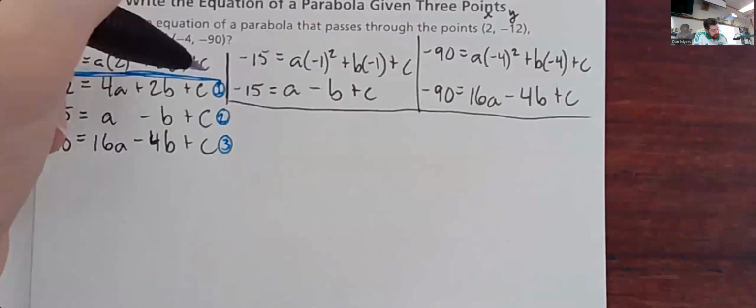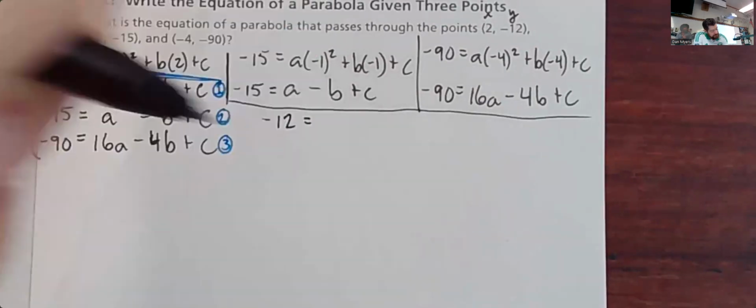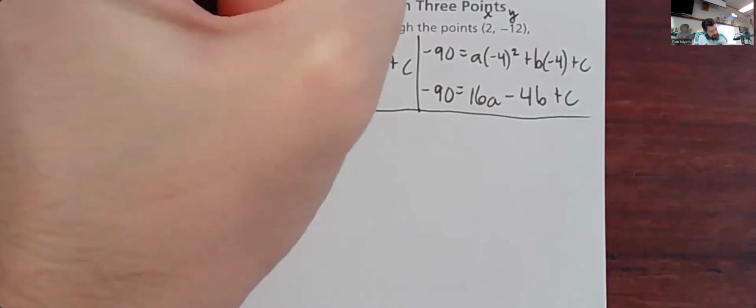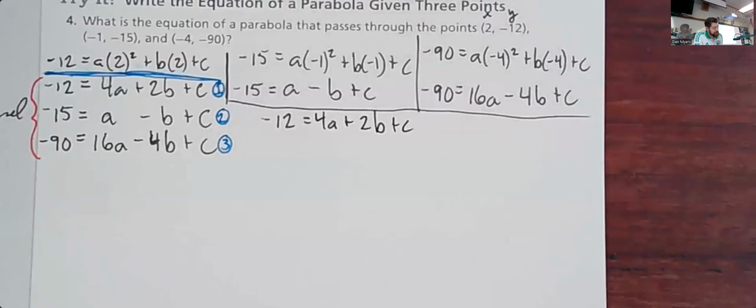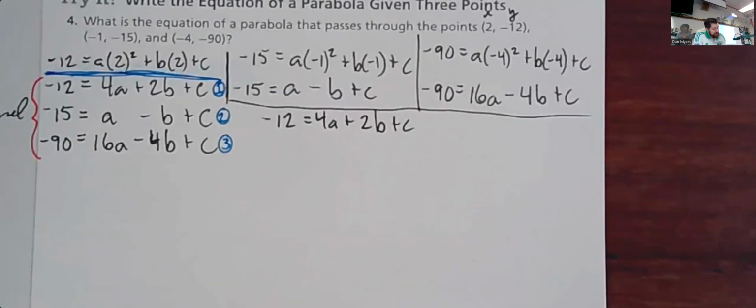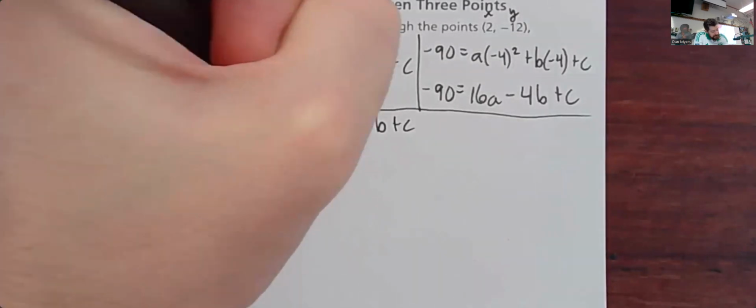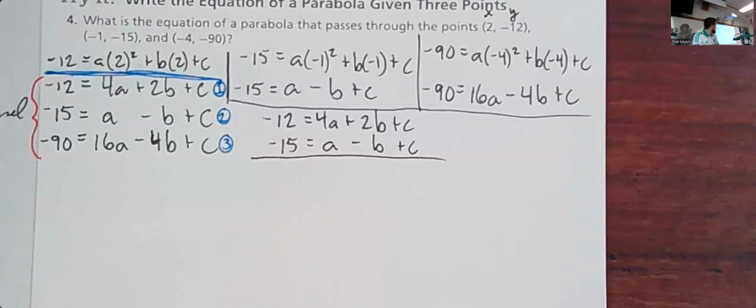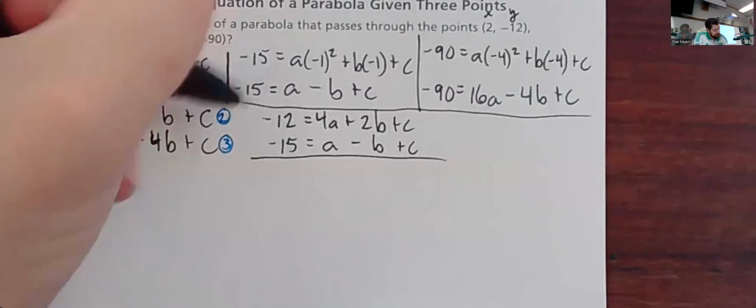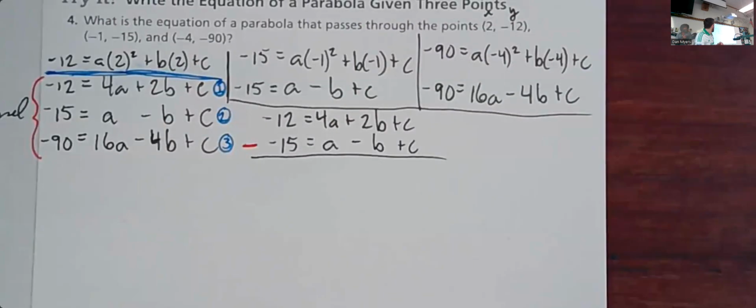So this one's going to be another line here. Negative 12 equals 4A plus 2B plus C. And then we're going to put that over negative 15 equals A minus B plus C. And what we're going to do with those two equations is we're going to subtract them. And when we subtract these, we just subtract them straight through.